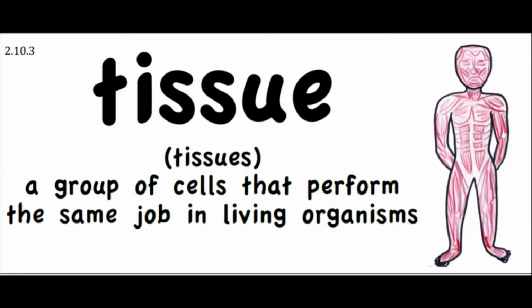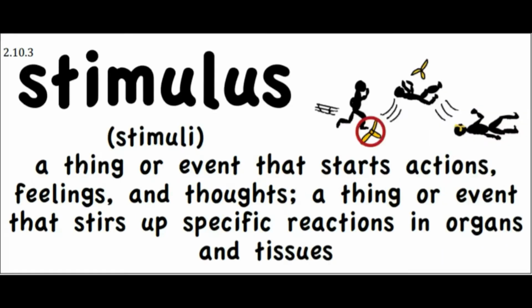Tissue. A group of cells that perform the same job in living organisms. For example, muscle tissue helps our bodies move, allowing us to run and play. Stimulus. A thing or event that starts actions, feelings, and thoughts. A thing or event that stirs up specific reactions in organs and tissues. For example, the bee stings acted as a stimulus, sending alarm signals through nervous tissues to the brain.